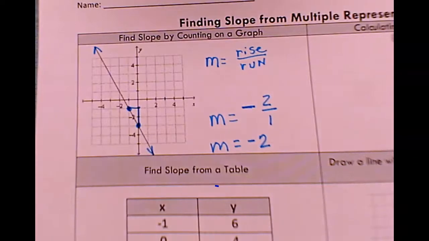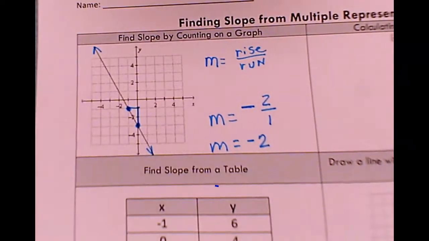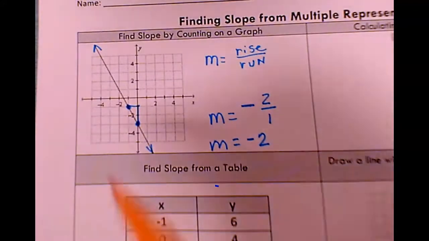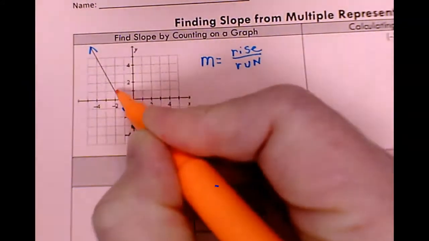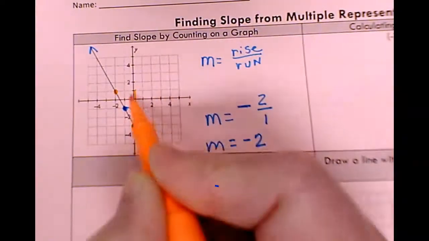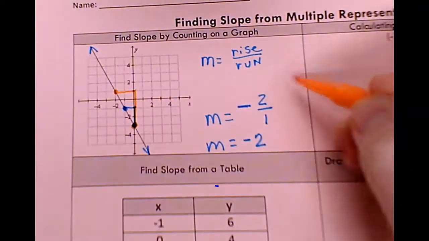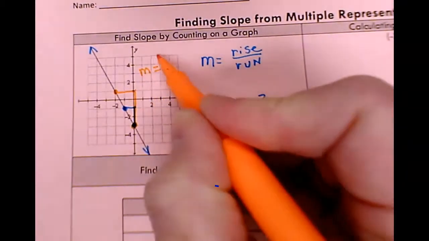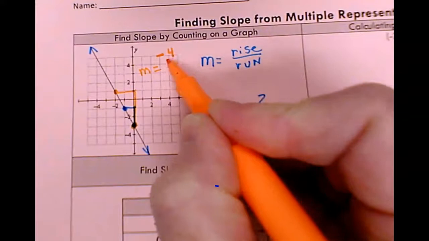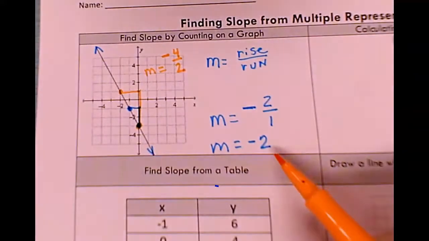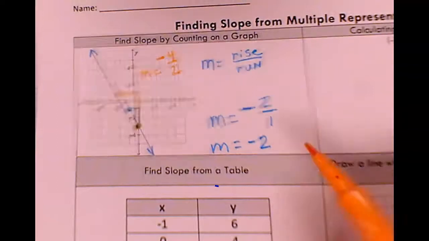If you had possibly picked different points on your line, if I had picked this point and this point, 1, 2, 3, 4, the slope would have been -4 over 2, and it still would have reduced to the same number.